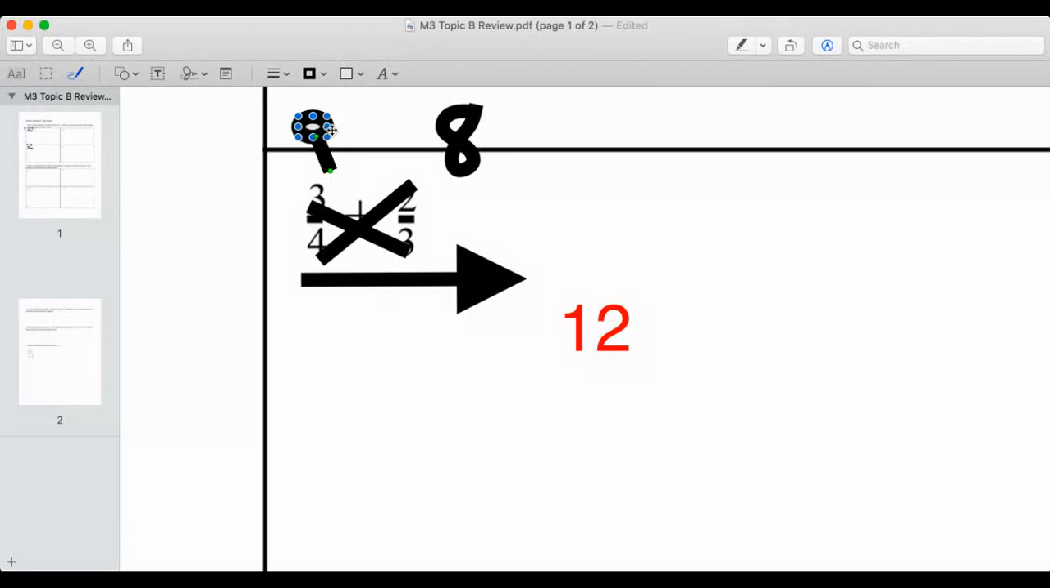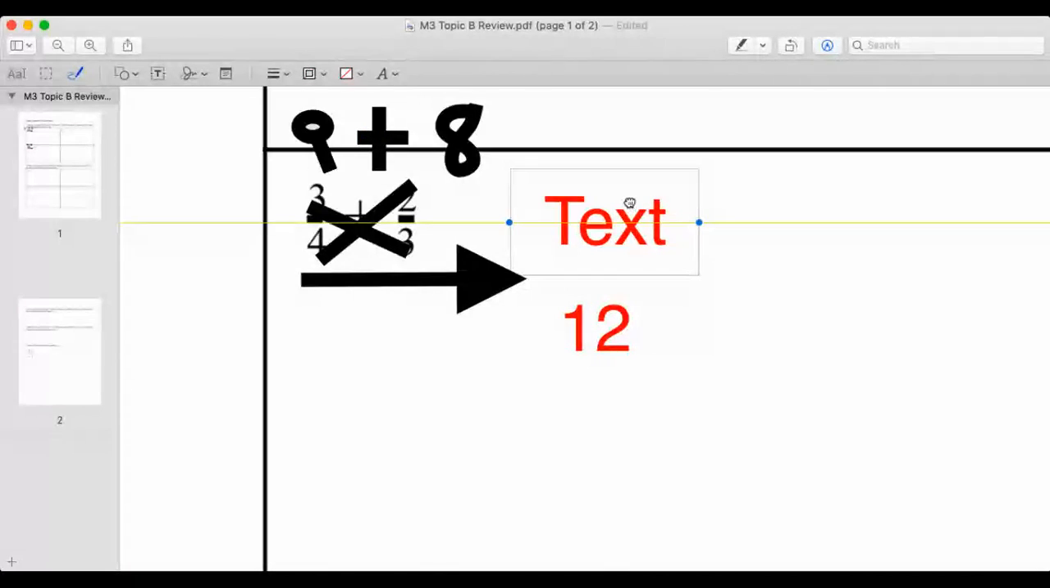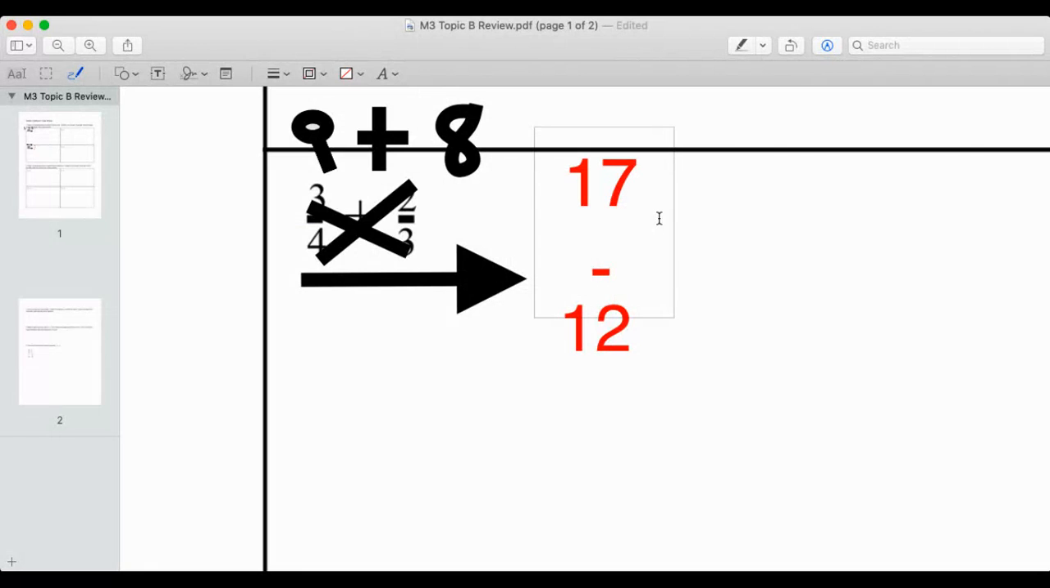There's that funny 9 it likes to make. We are adding 9 plus 8. 9 plus 8 is 17. So my answer is going to be 17/12.